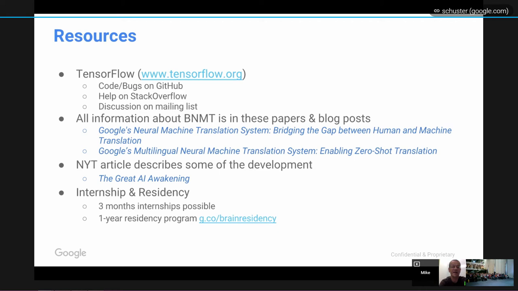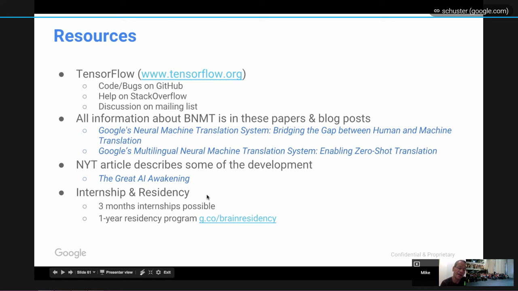So finally, I have some resources. So we are using TensorFlow, which is our own neural network toolkit. TensorFlow.org contains all the details. Both of those two papers contain a full description of our system. There was recently a New York Times Magazine article, which is called The Great AI Awakening, which talks a little bit about the history of how this project was developed.